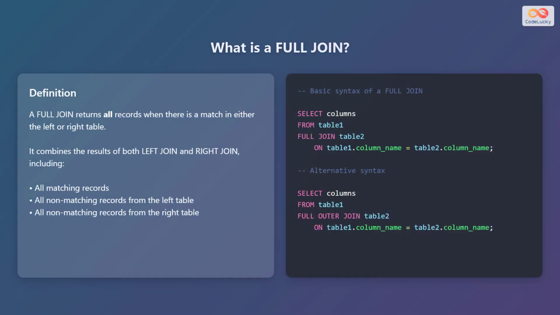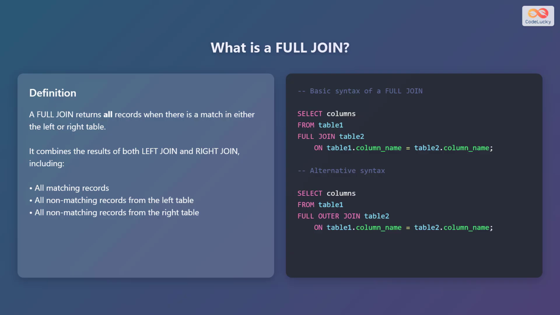Let's understand what a full join is. A full join returns all records when there is a match in either the left or right table. It combines the results of both left join and right join, including all matching records, all non-matching records from the left table, and all non-matching records from the right table.